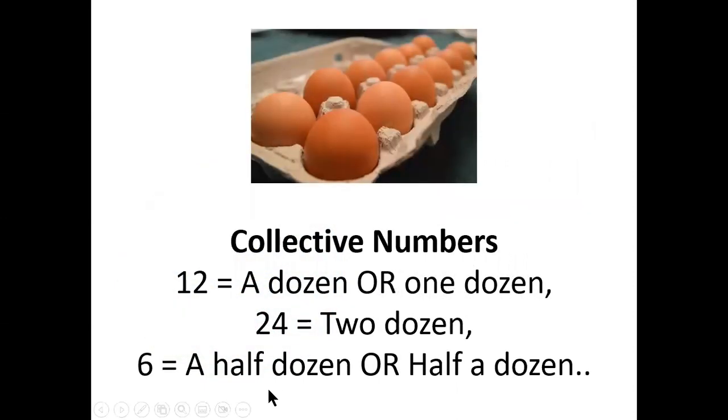Now, collective numbers. 12, we call it a dozen, or 1 dozen. 24, 2 dozen, no S, 2 dozen. 6, half a dozen. In telling the time, they say half an hour. For example, today I wrote to inform you after half an hour. It is also a rule in English grammar. Or a half dozen is also possible.